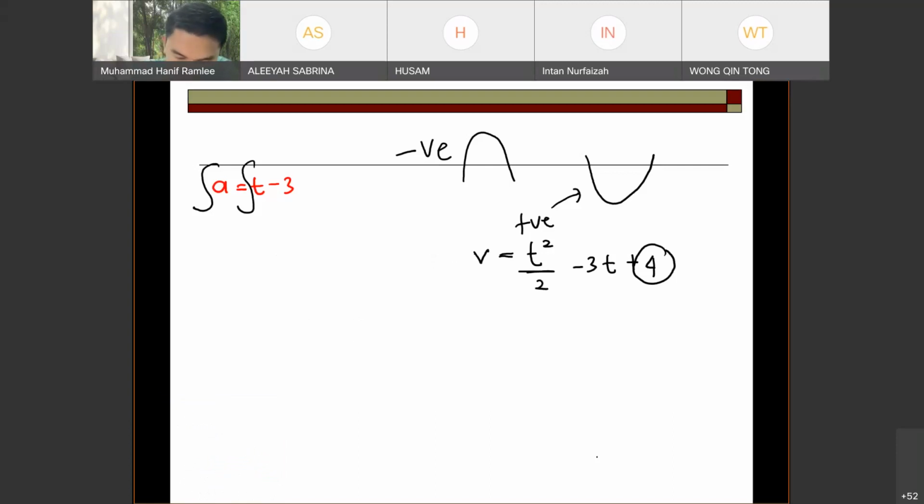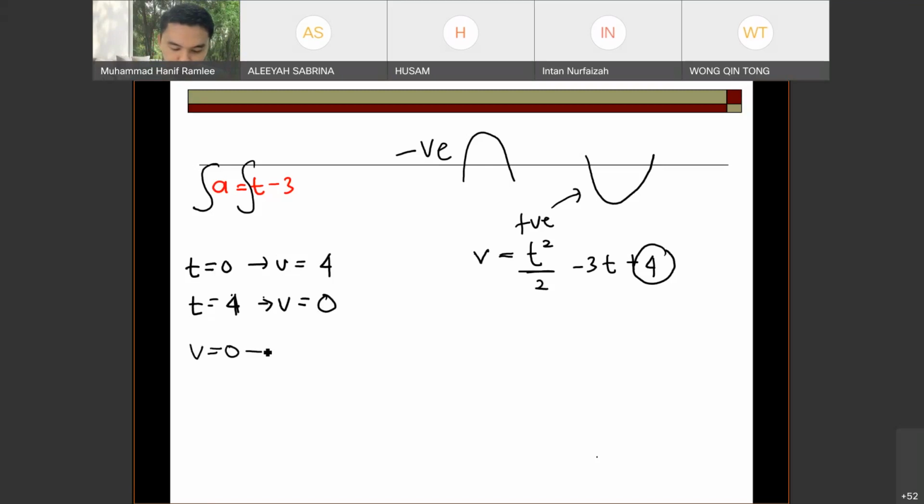Normally I will do like this. Okay. So when T equal to 0, you will get V equal to 4. Okay. Alright. So when T equal to 4 first. You will get V equal to what? Can someone help me? T equal to 4, V equal to what? 0, yes, 0.